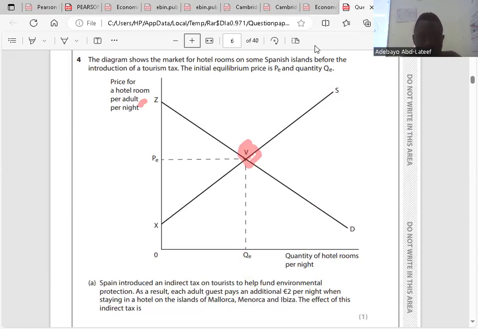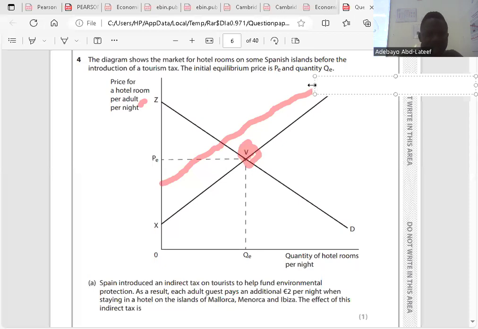leftward. So I'm going to draw the graph now. An increase in indirect tax will shift the supply curve leftward. Meaning we're going to have here S tax. We're going to have our S tax here. Then we're going to have a new equilibrium.